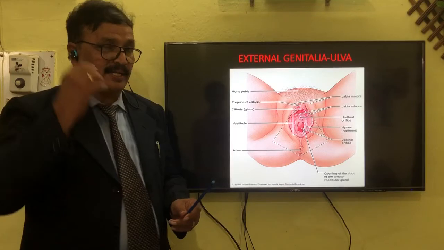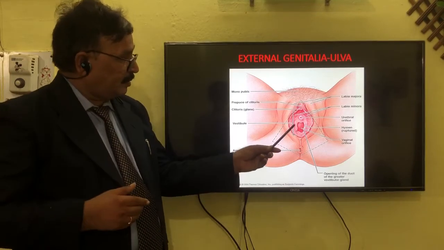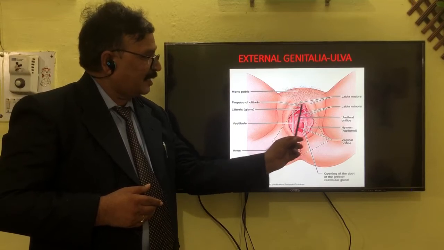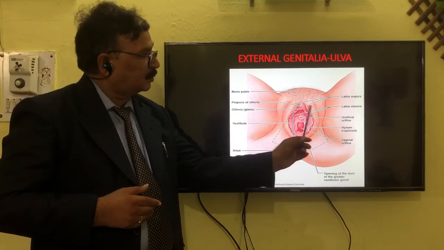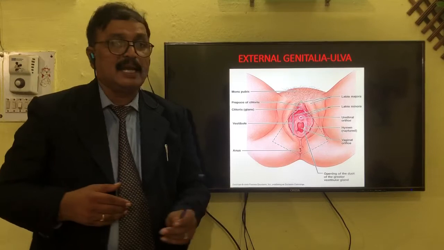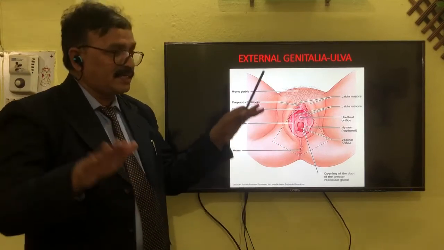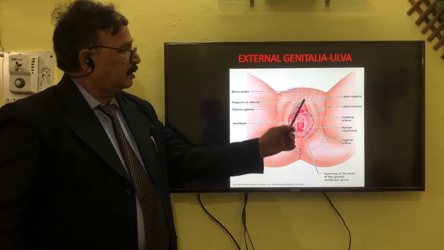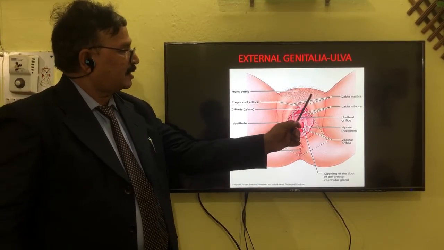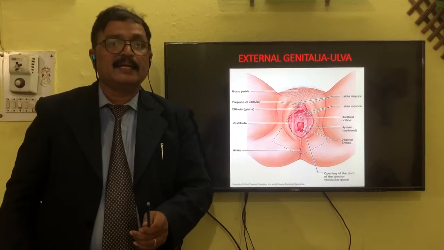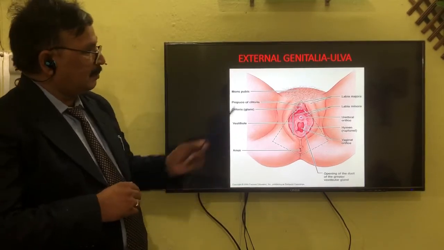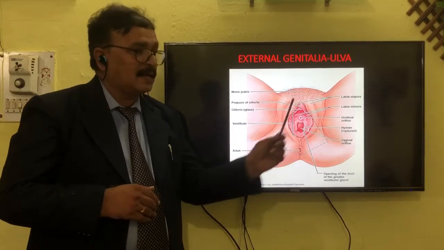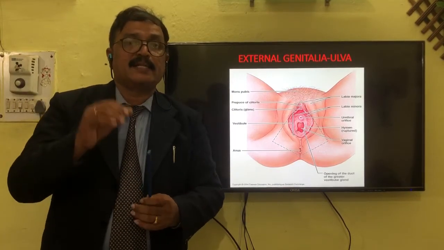The organ is located here. Now, all these parts are covered externally by two thick skin folds called labia majora. So the labia majora covers all these organs. And just back of this clitoris, there is an elevated fatty area that is called the mons pubis. Okay. So this is about the external genitalia of the female.